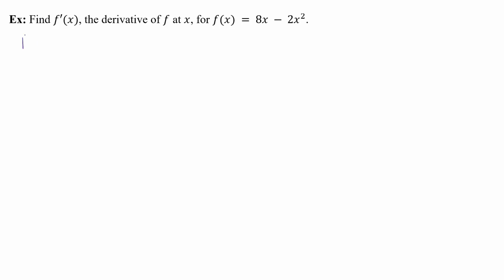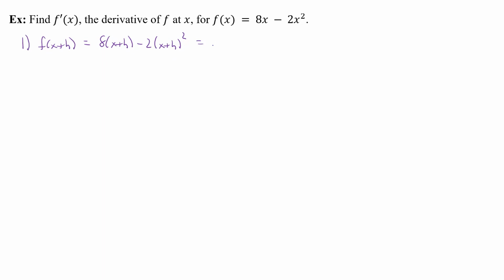So if we do the four-step process, our first step is to find f of x plus h. Well, what we're doing is we're plugging x plus h into this here. So that's going to be 8 times x plus h, and then minus 2 times x plus h squared. Now we're going to simplify this, and this is why we're doing it in four steps, because we're going to simplify every step along the way to make it a little easier.